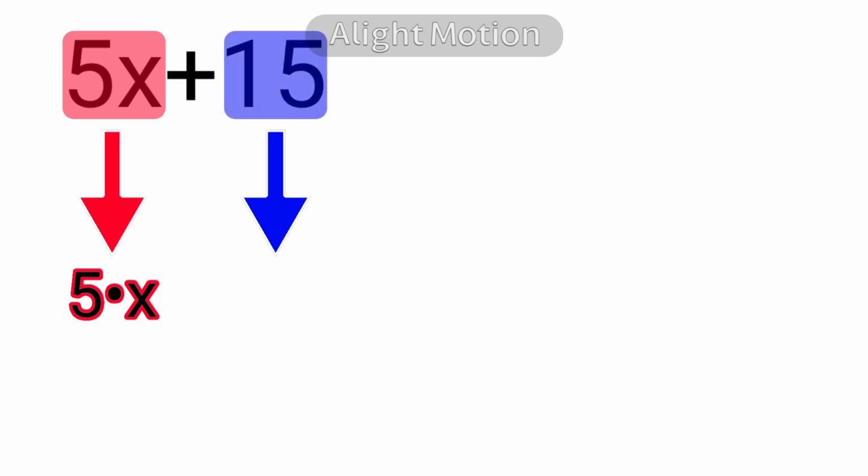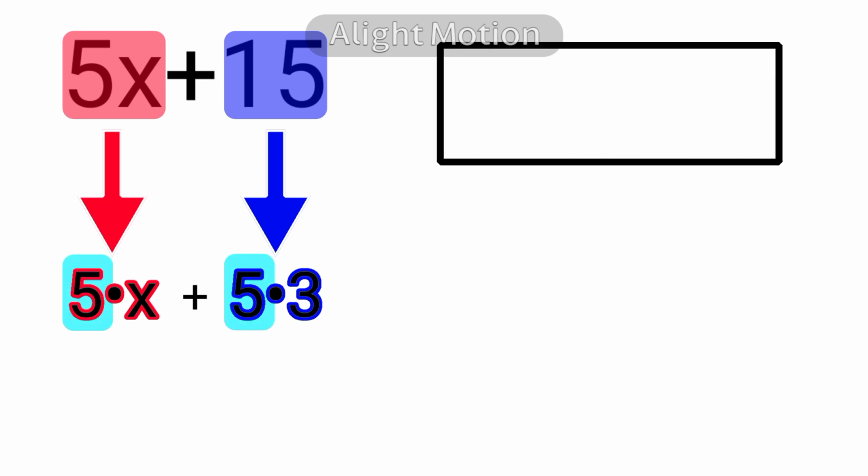5x is the first nomial, or term, that we can simplify. 5x equals 5 times x. Likewise, 15 equals 5 times 3. So now we need to find the common factor between these two, and as you can see, the only common factor is 5. So in our new equation here, we'll write 5.